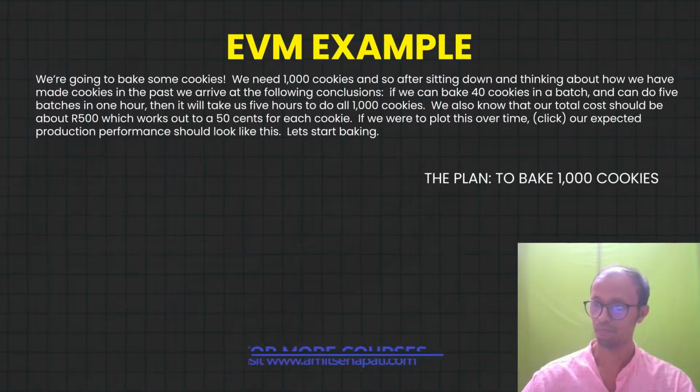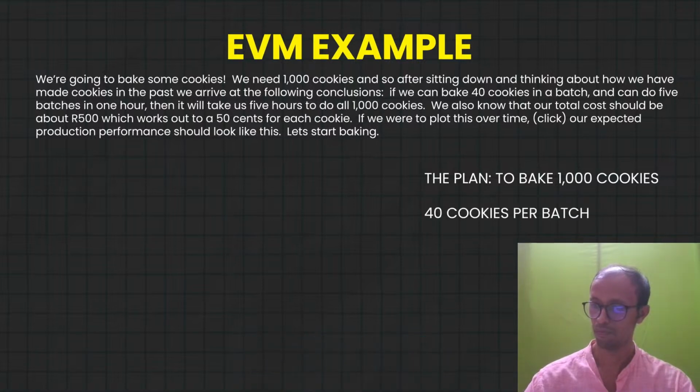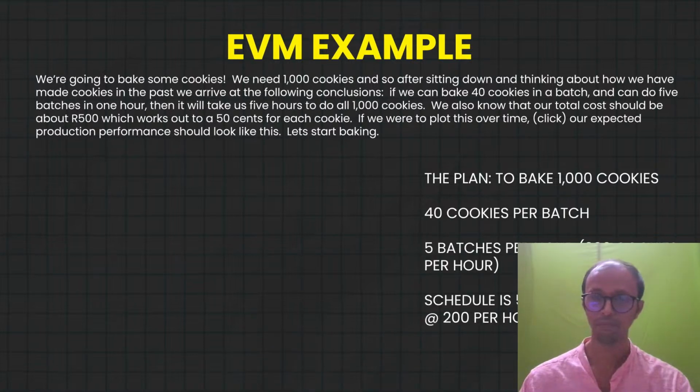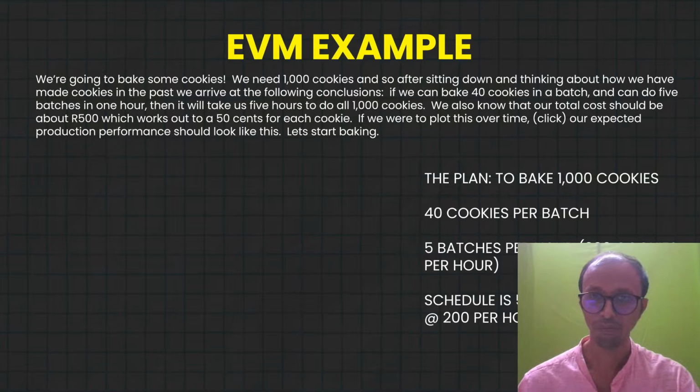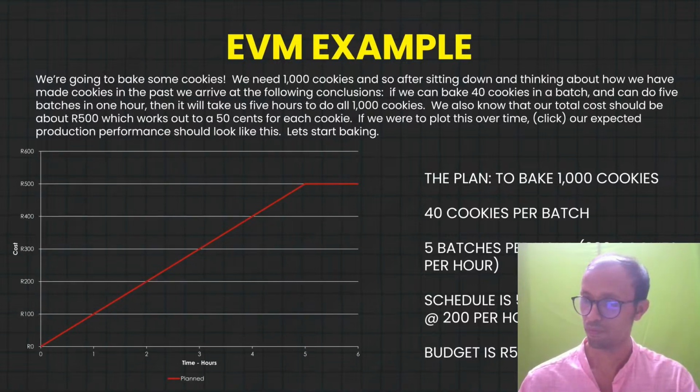after sitting down and thinking how we have to make cookies and how we have made them in the past, we arrived that we can bake 40 cookies in a batch and can do 5 batches in 1 hour. Then it will take us 5 hours to do 1,000 cookies. Okay, we know that our total cost should be 500 rands, which works out to be 50 cents for each cookie. If we have to plot this over time, our expected production performance should look something like this.